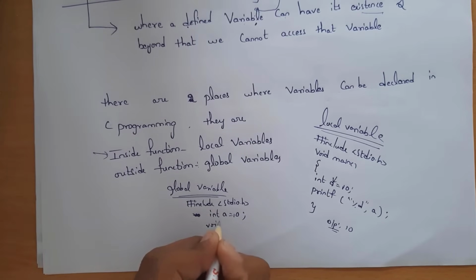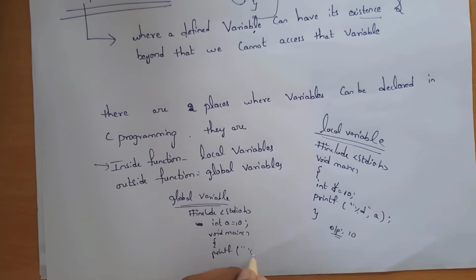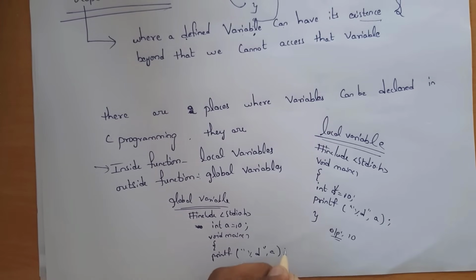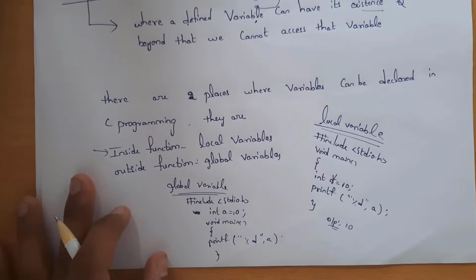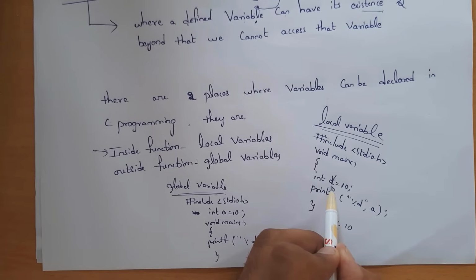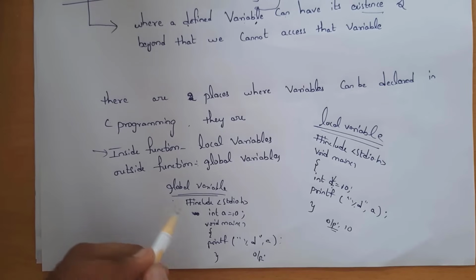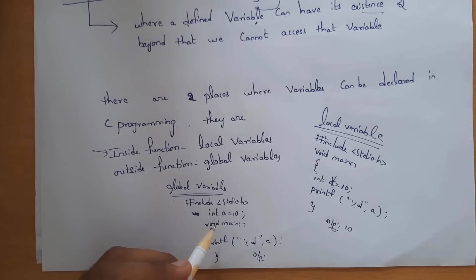After that you need to write void main. Inside void main you need to write printf %d comma a. By writing this program you will get output as 10. Here we declared the variable inside the main function, so we call this variable a a local variable, whereas here we declared variable a outside the main function, so we call this a a global variable.